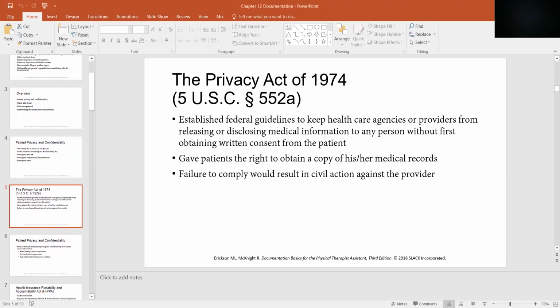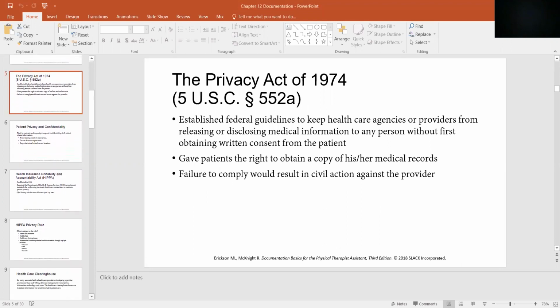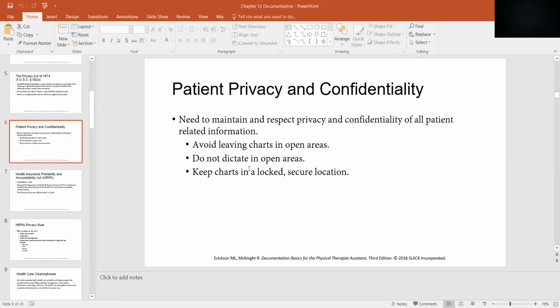So the Privacy Act of 1974 established federal guidelines to keep healthcare agencies or providers from releasing or disclosing medical information to any person without first obtaining written consent from the patient. This gave patients a right to obtain a copy of his or her records, and any failure to comply could result in civil action against the provider. So we already know this.